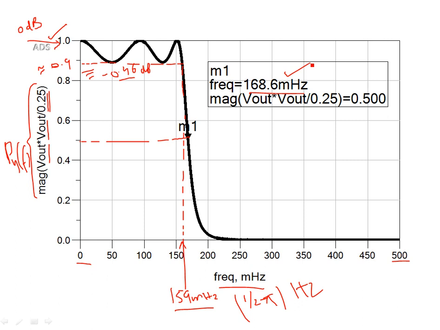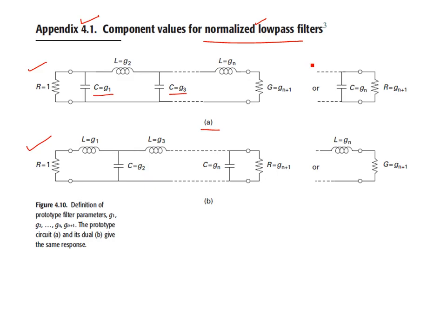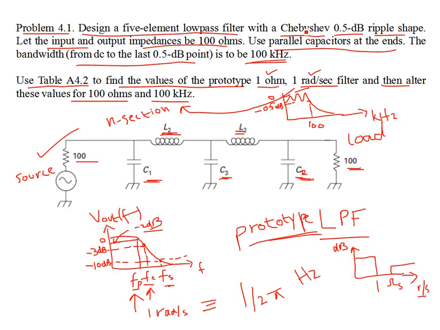So it's a low-pass filter, but it's a normalized low-pass filter. Now, if you recall the question, it was to have the passband edge denormalized to 100 kilohertz.